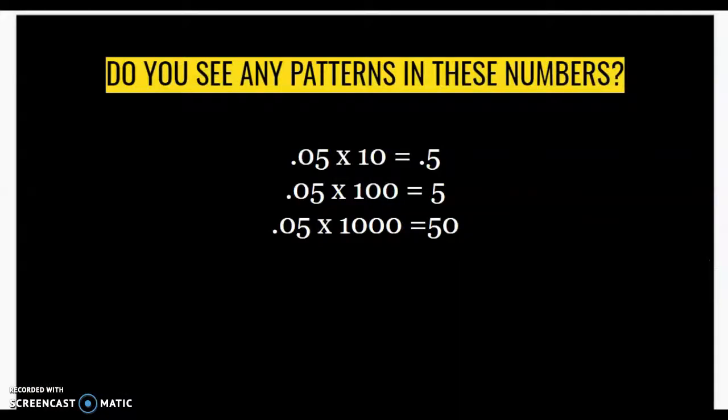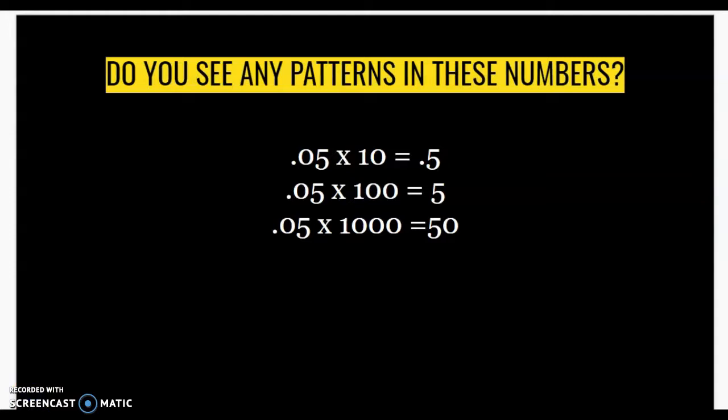Do you see any pattern in these numbers? 0.05 times 10 equals 0.5. 0.05 times 100 equals 5. 0.05 times 1,000 equals 50. What pattern do you see? Pause the video and think for a minute.